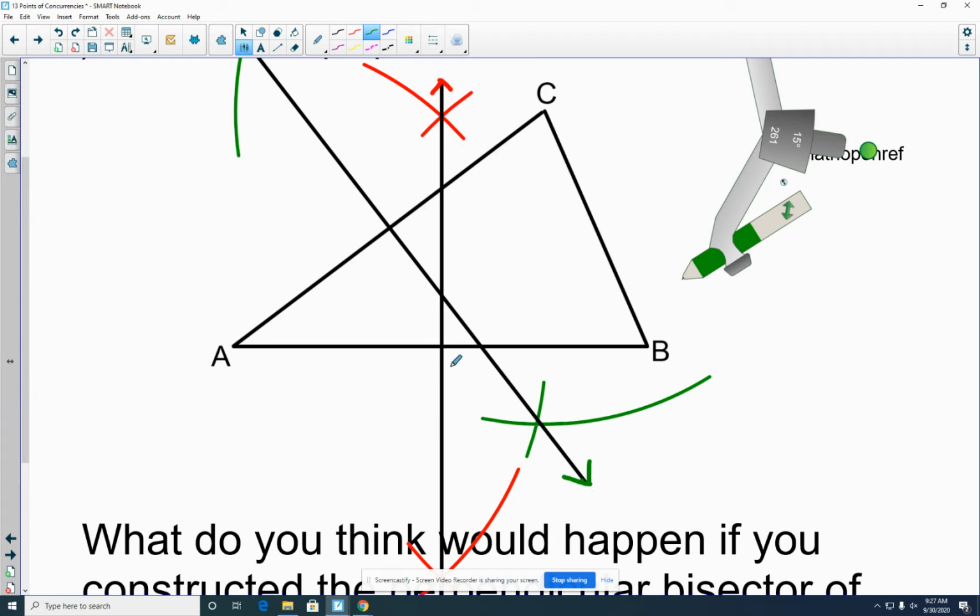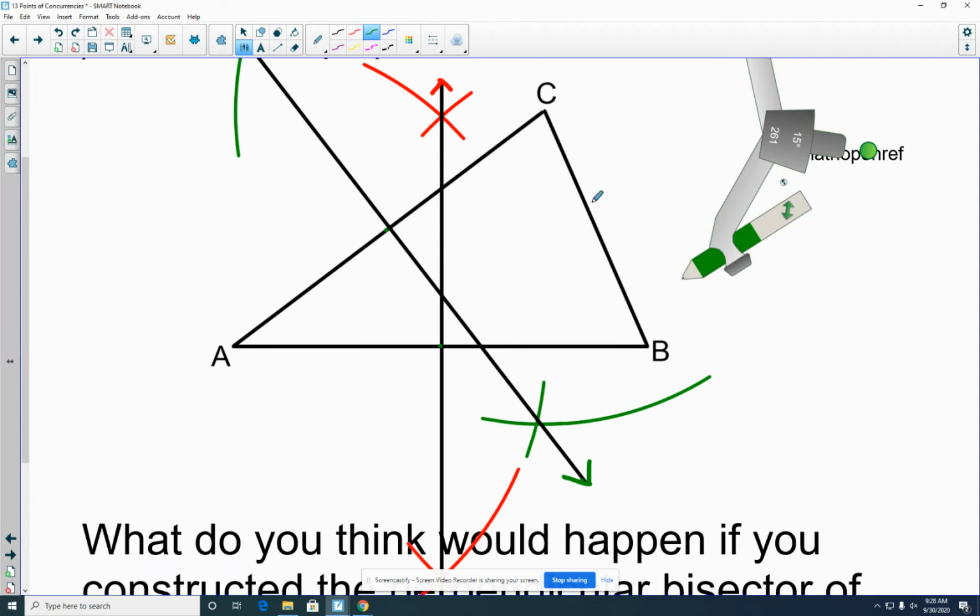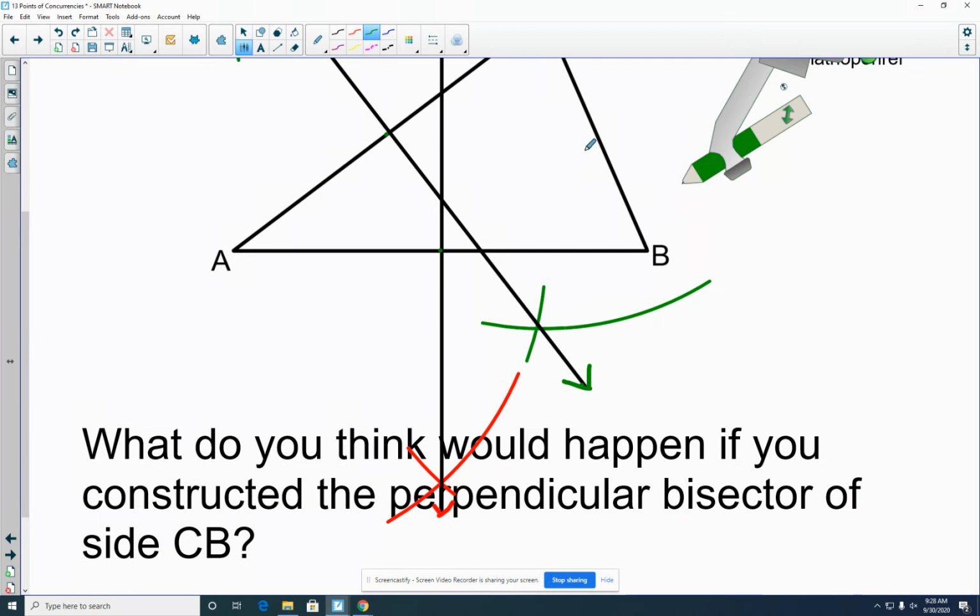Okay, so basically now I have my two perpendicular bisectors. So here's the midpoint of this side, here's the midpoint of this side. I also formed right angles. Now here's the question. What do you think is going to happen if we constructed the perpendicular bisector of side CB here? If I do this construction again, what do you think is going to happen?